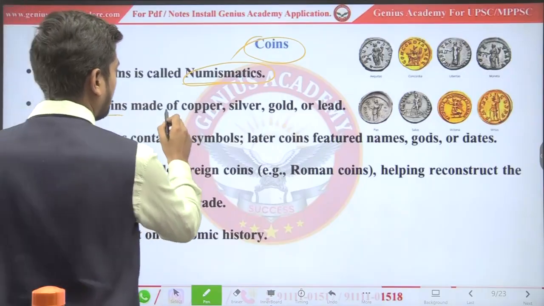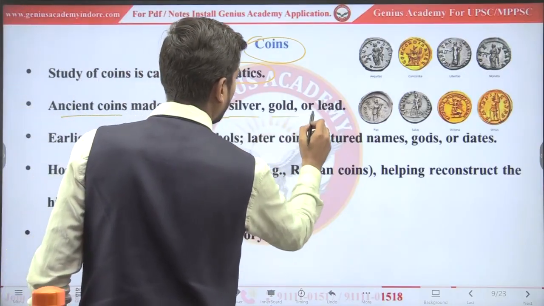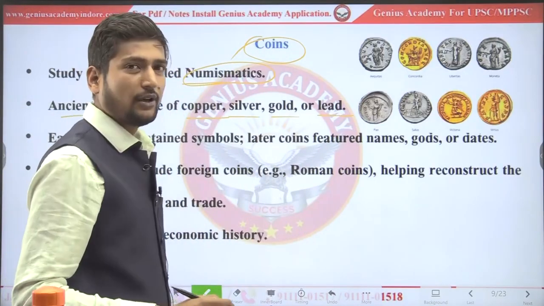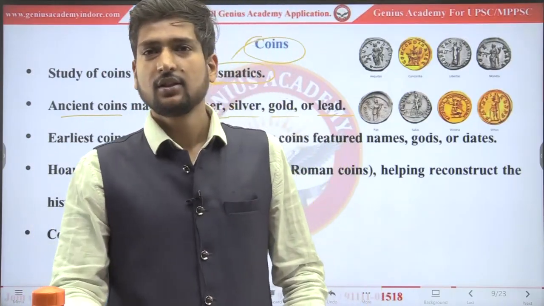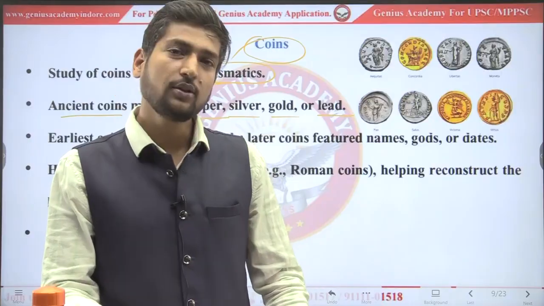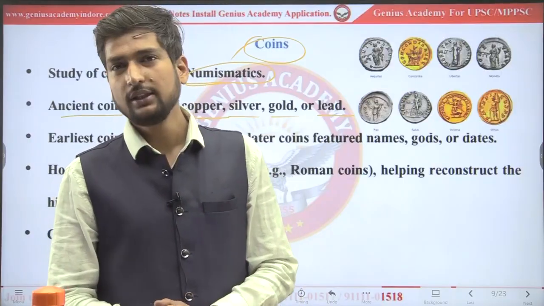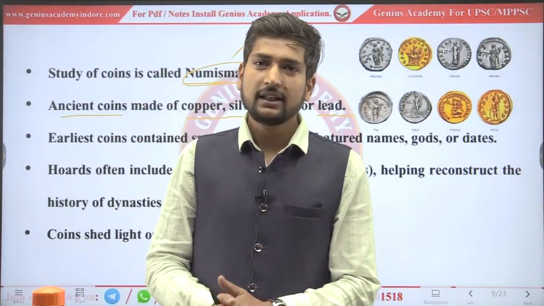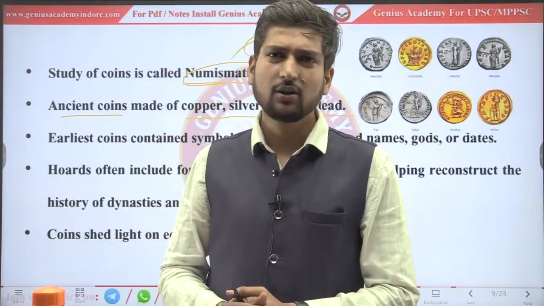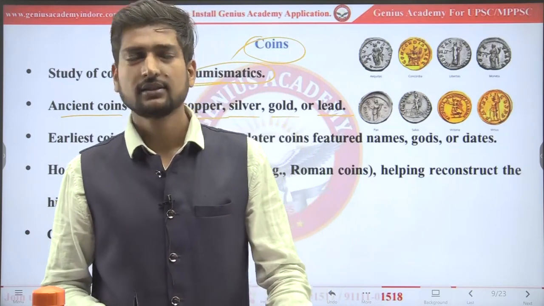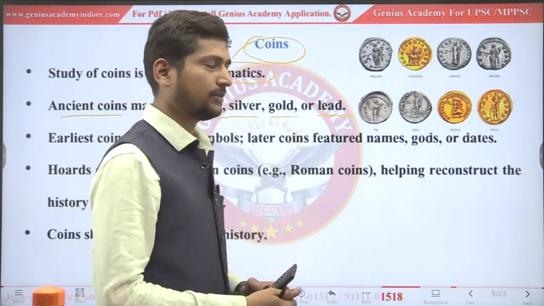Ancient coins that are made of copper, silver, gold and lead. Can you answer me which is the first type of coin found in India? Those are Panchmarked coins. We don't know the exact date of those coins, but it's around before the Maurya period or during the Mahajanapadas. That is a debatable issue.